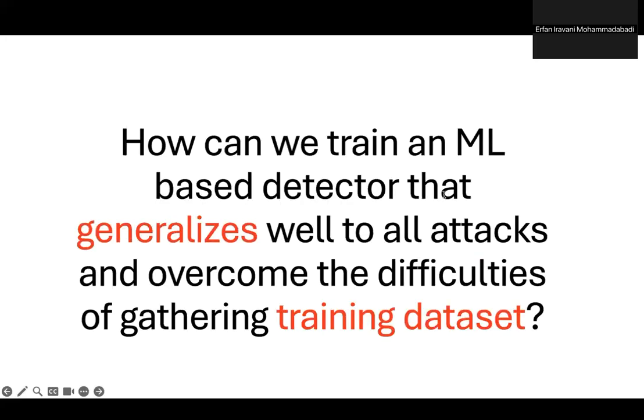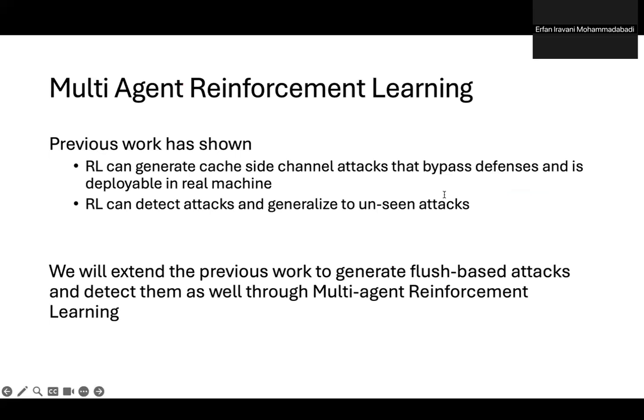But how can we train an ML-based detector that generalizes well to all attacks and overcome the difficulties of gathering training datasets? Past research has shown multi-agent reinforcement learning is an effective tool that can be leveraged for this purpose. Specifically, RL can generate cache side channel attacks that bypass defenses and is deployable in a real machine. Also, RL-based detectors have the ability to generalize well to unseen attacks and detect a wide range of attack scenarios without being trained directly on them.